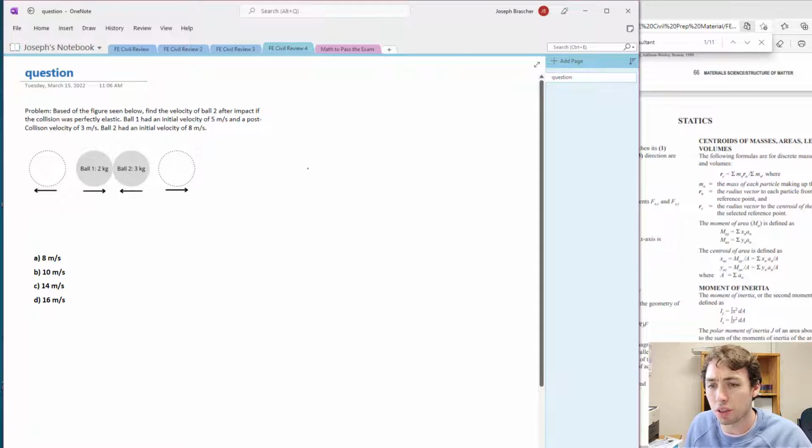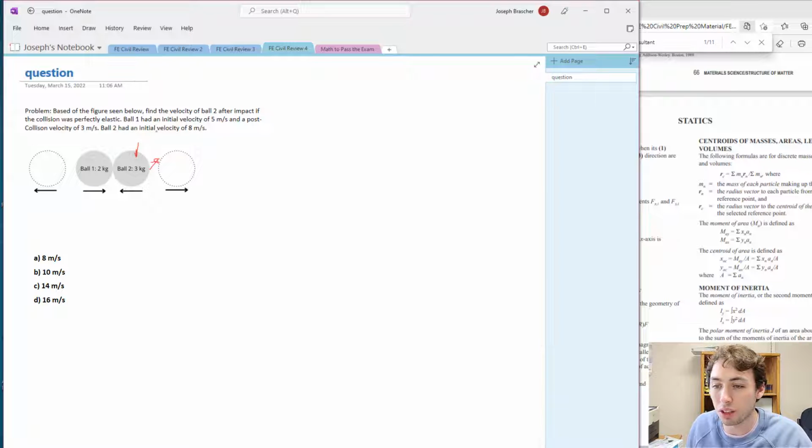Okay, so here's the question we have. Based on the figure seen below, find the velocity of ball 2 after impact if the collision was perfectly elastic. Ball 1 had an initial velocity of 5 meters per second and a post-collision velocity of 3 meters per second. Ball 2 had an initial velocity of 8 meters per second. So these are showing the balls before collision here and then what they're doing after collision. I'm just going to label their velocities underneath here.